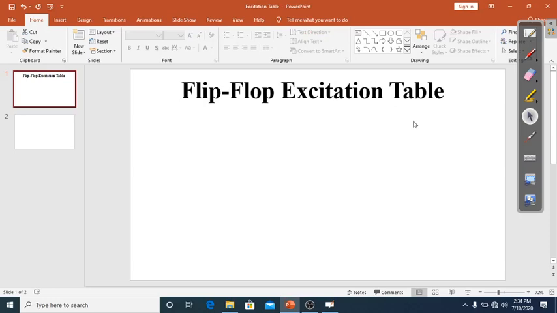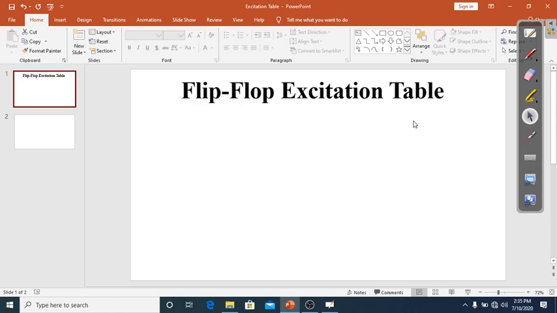In today's lecture, we'll talk about the flip-flop excitation table. This is the continuation of our previous lecture. In the last lecture, we talked about the flip-flop, and we know that flip-flops are memory elements that can store 1 bit of information, and furthermore these are used in sequential circuits. And we also discussed the difference between flip-flops and latches.